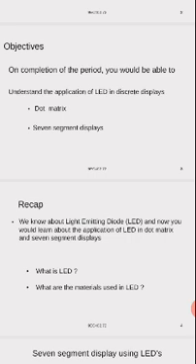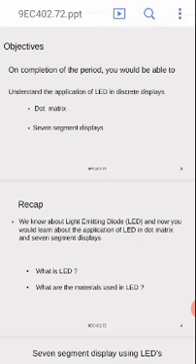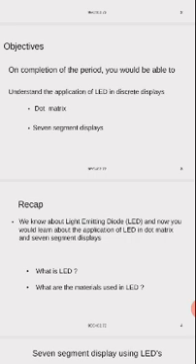Objectives. At completion of the period, you would be able to understand the application of LED in discrete displays, dot matrix, 7 segment displays.